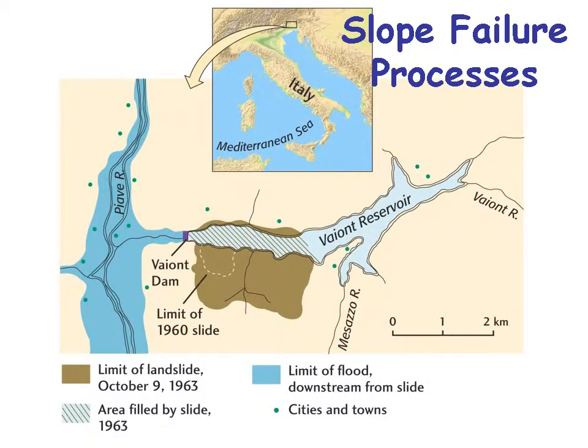If we kind of summarize what we just looked at, you see a point there where it shows a 1960 slide. Basically it happened at the side of the reservoir. And then a few years later, in 1963, you had a larger landslide that filled in the reservoir, which really created a problem for the dam.